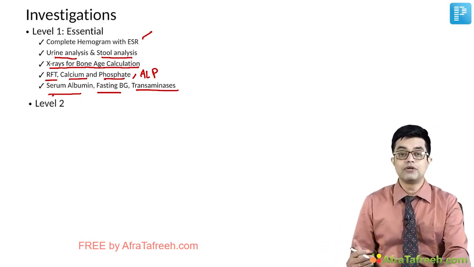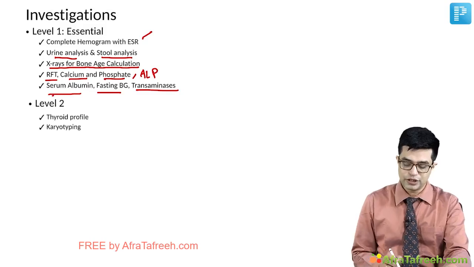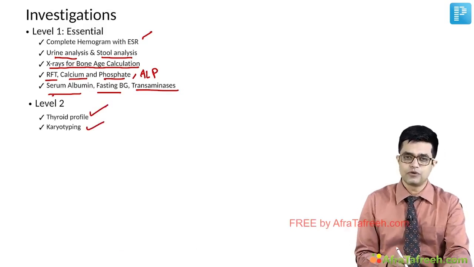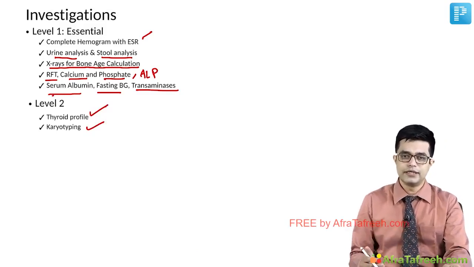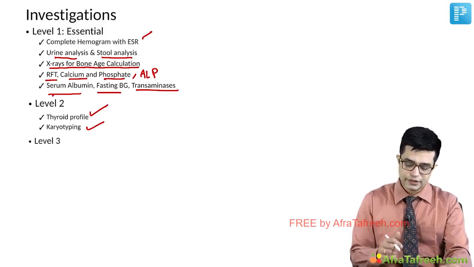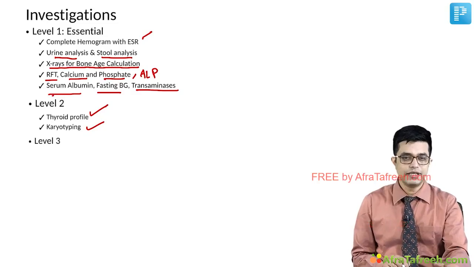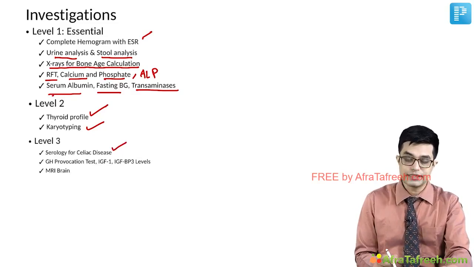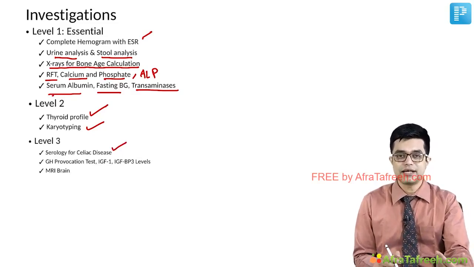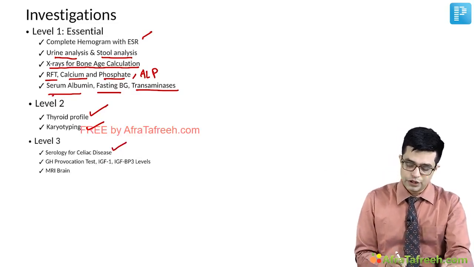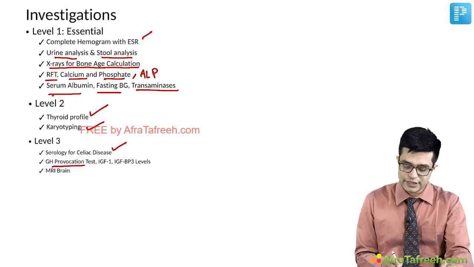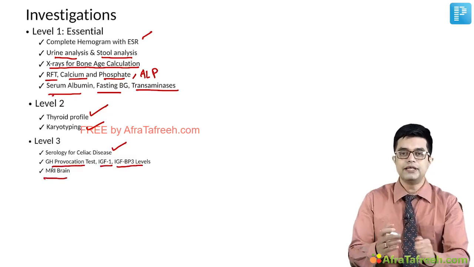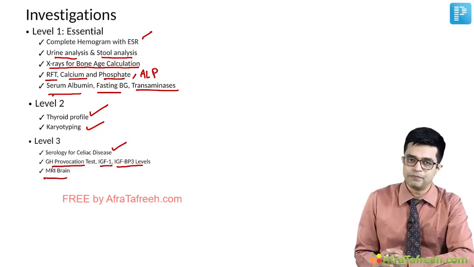Second, we have the level 2 investigation. In level 2 investigation, we will perform thyroid function test and karyotyping to look for any syndromes, particularly Turner or related aneuploidies. Third, we have level 3 investigations, which are needed as a third line investigation, which includes serology for celiac disease. You will do TTG-A test, anti-endomysial antibody. You will do growth hormone provocation test, IGF-1, IGF binding protein 3 levels, and if indicated, you will do MRI brain.